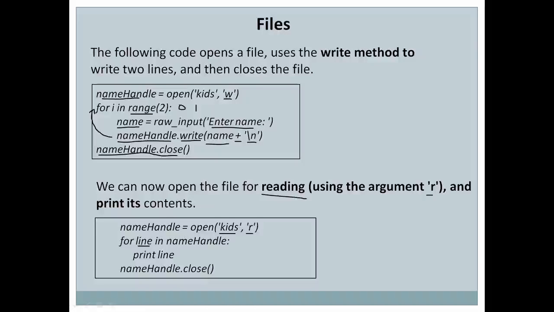So when I say for line in name handle, the first line present in the file kids is assigned to the variable line, and the same we are printing by using the print statement. So print line will print the first line, and then the loop is repeated for the number of lines in the file kids, and all the lines are printed. And at the end we are closing the file handle with the statement name handle dot close.